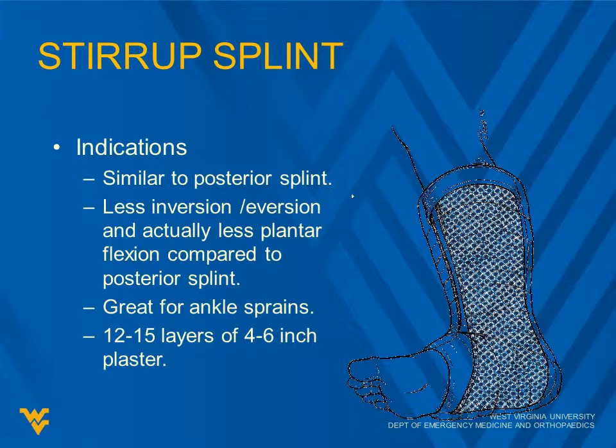So there's a stirrup splint. Similar to the posterior splint, or the indications are at least, you do help eliminate inversion and eversion, and you actually get a little less plantar flexion compared to the posterior splint as well. It's great for ankle sprains as well. You want to go ahead and use 15 layers of the 4 to 6 inch plaster for this.